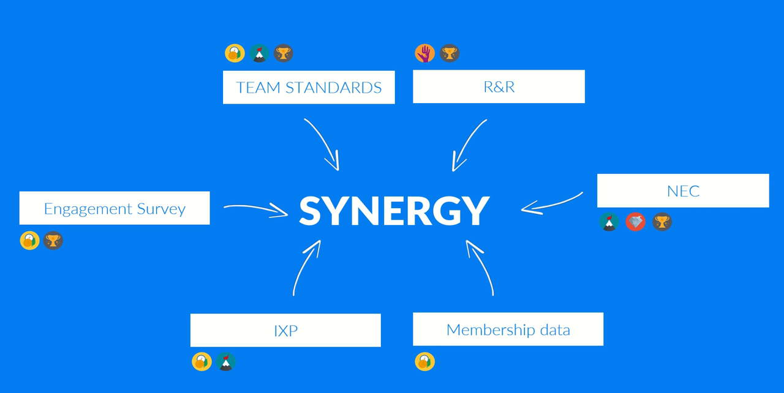In synergy, we usually talk about everything we discussed with you on webinars. We check team standards implementation. We talk about R&R, which we have right now, and how people participate. We talk about the national educational cycle, because people should receive quality education on time. We talk about membership data, because we need to know how many people we have in the LC itself. We talk about IXP, because this is how we work on our leadership pipeline as well. And of course, the engagement survey.